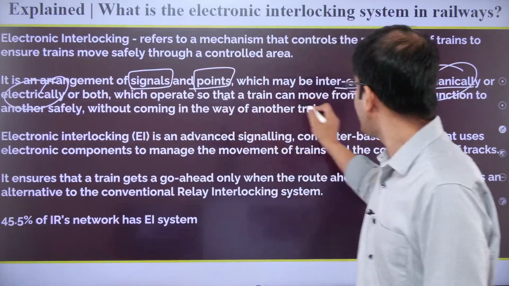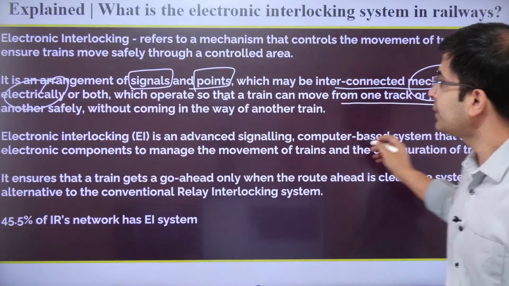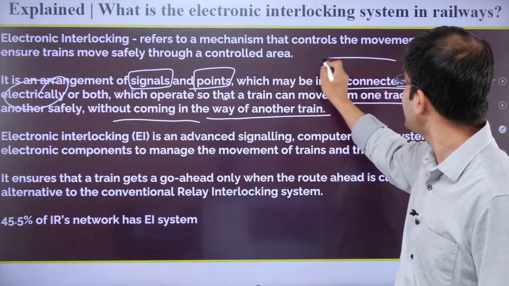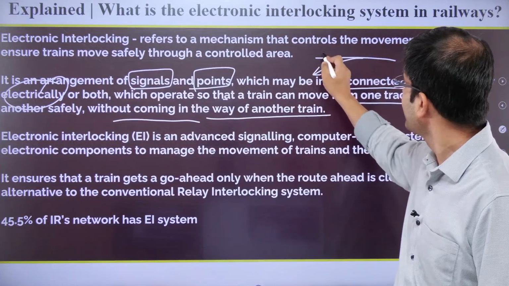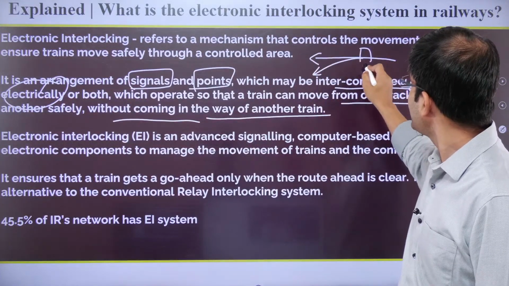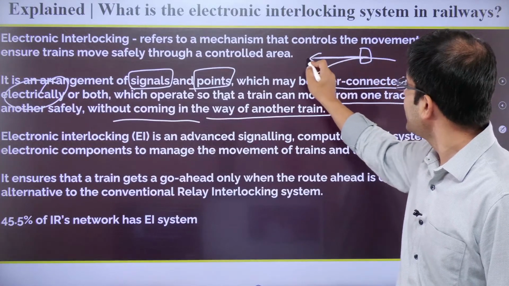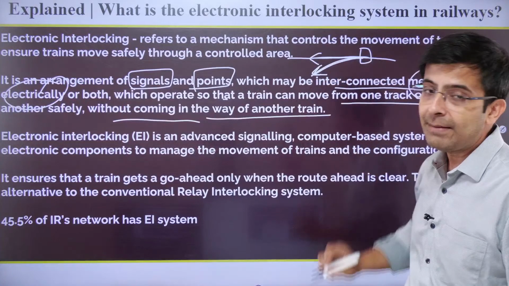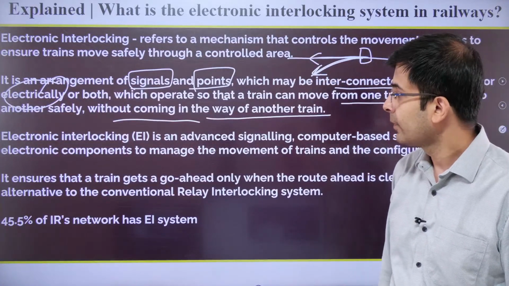Which operates so that a train can move from one track or a junction to other to safety without coming in the way of other trains. So essentially, if this is a track, this is a loop line, okay, electronic interlocking will make sure that either the train moves here or the train moves here, depending on the type of locking that has been done here.